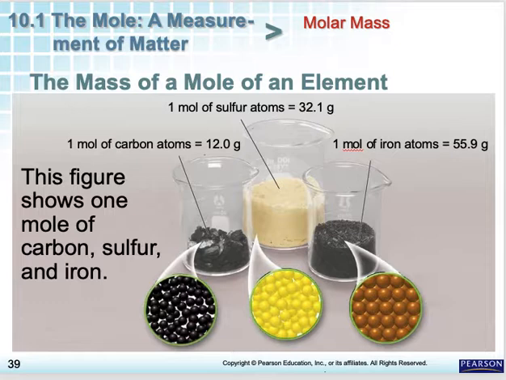And so here's a figure that shows you the various amounts that would be 1 mole of each substance. Some are atoms, some are, well, they're all atoms here. And so each one of these would be a mole, and you would get that by measuring the mass of it.